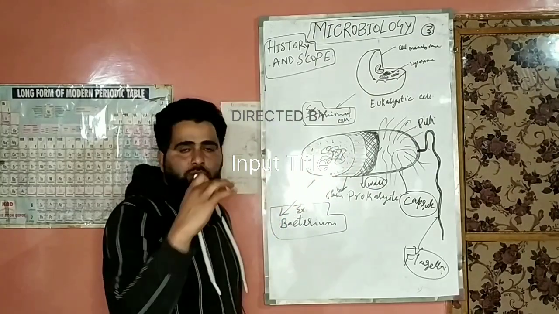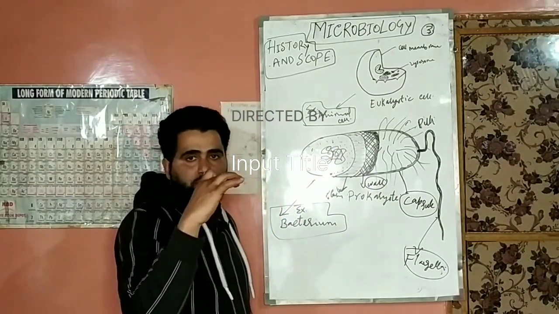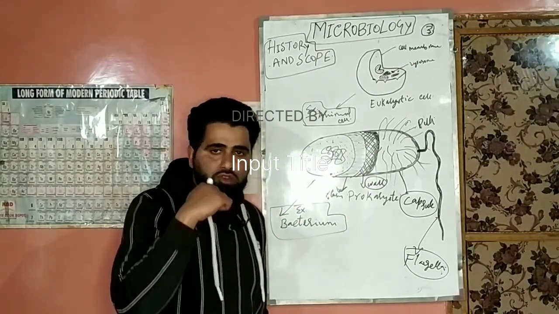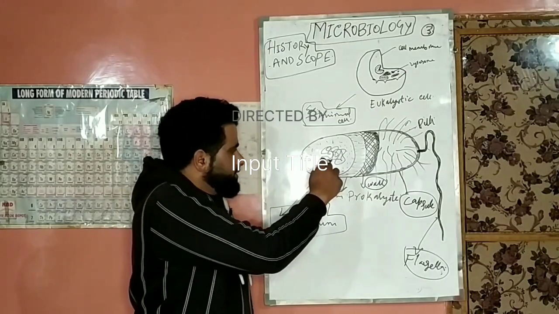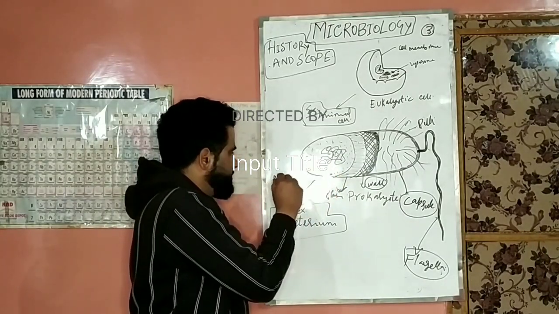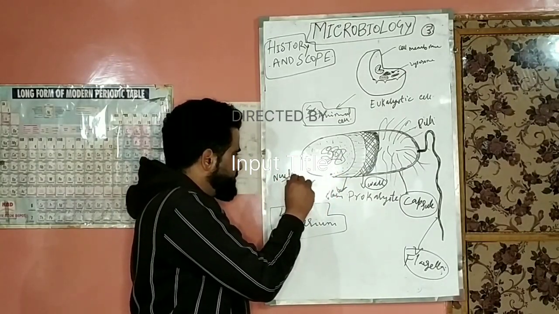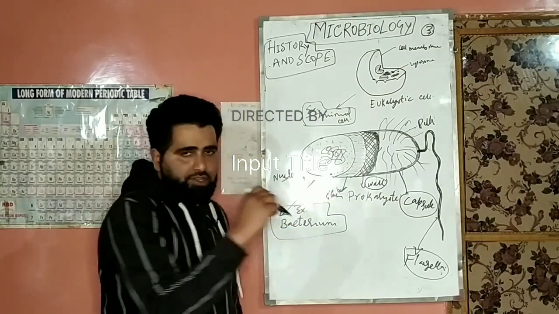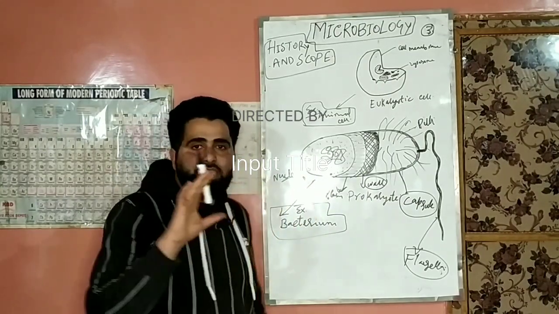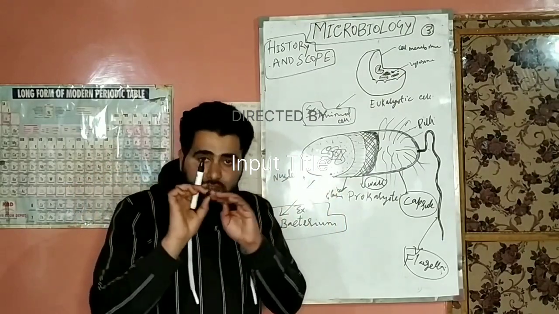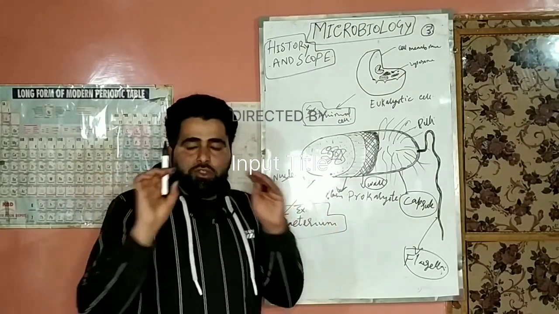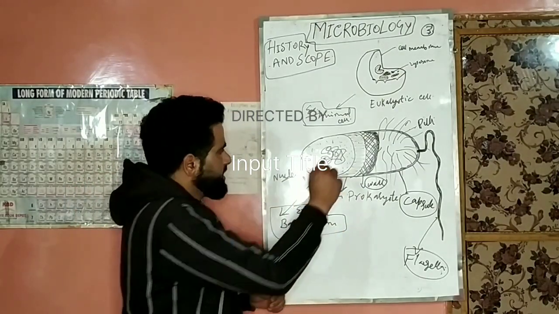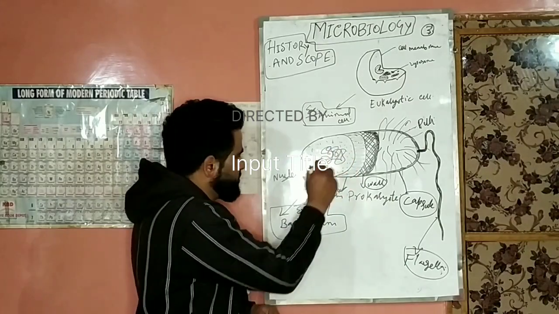Within the cytoplasm, there is the genetic material. This is the nucleoid. Because in this prokaryotic cell, here in this bacterium, there is no true nucleus. There is no nuclear membrane found. This is the nucleoid.